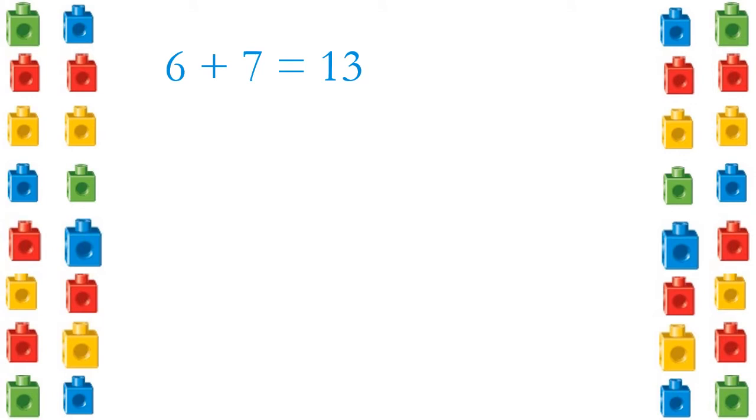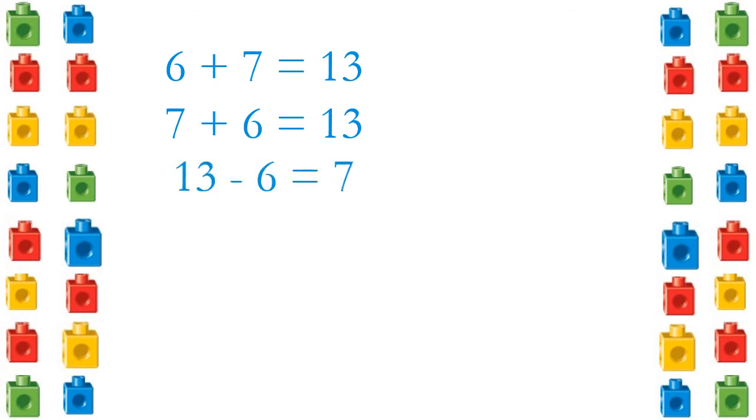So if we know that 6 plus 7 equals 13, we also know that 7 plus 6 equals 13. And what do we call that when you can add in any order? The commutative property. Good. And if we know that 6 plus 7 equals 13 and 7 plus 6 equals 13, we also know what?